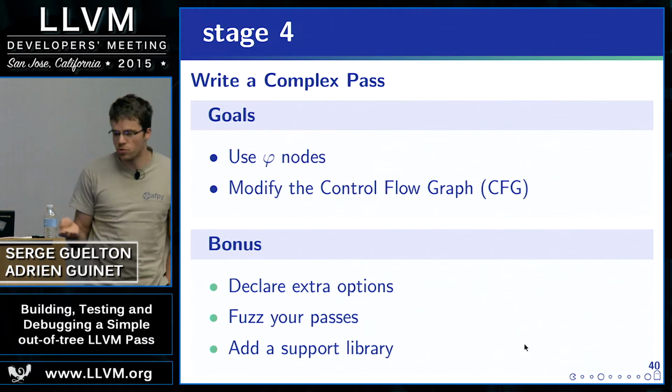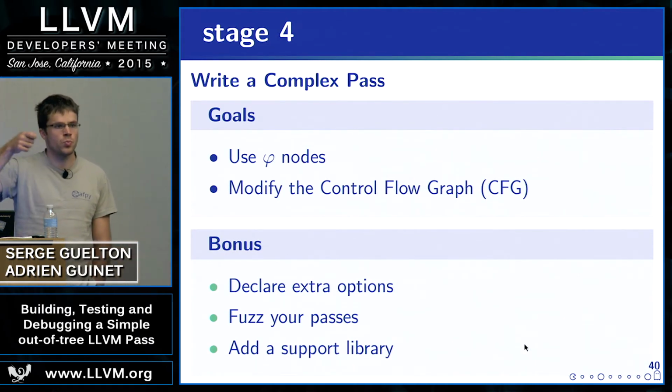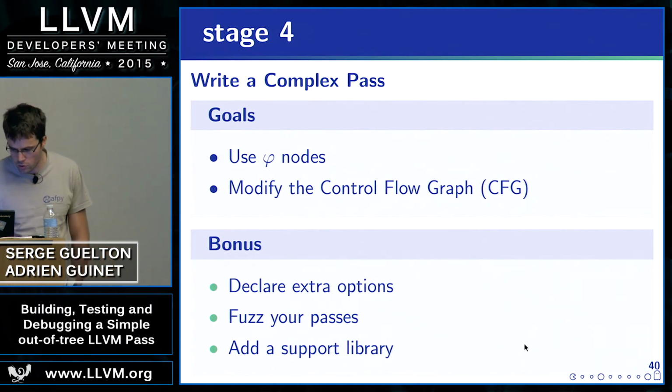So if you're interested in fuzzing your passes, and how to add a support library, which means how do you link to third-party libraries, that just indicates all the stuff you will use for all your out-of-tree passes.